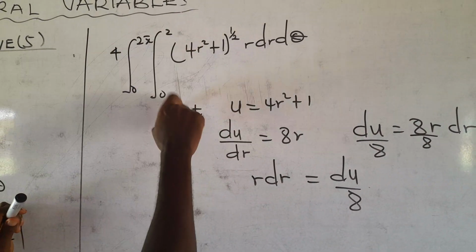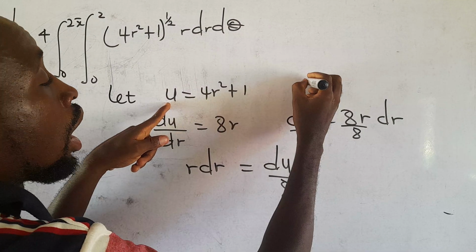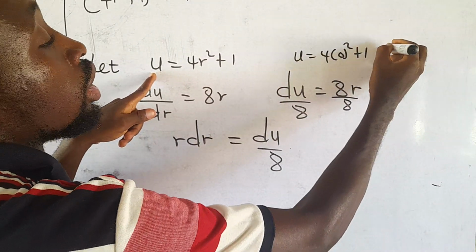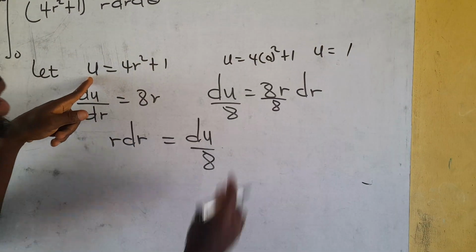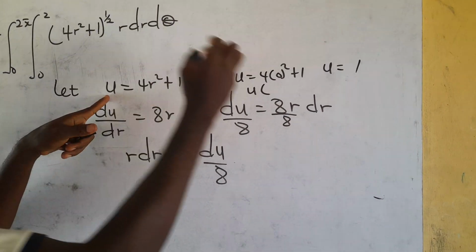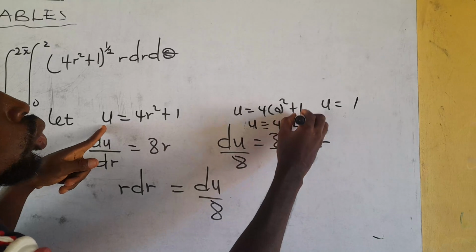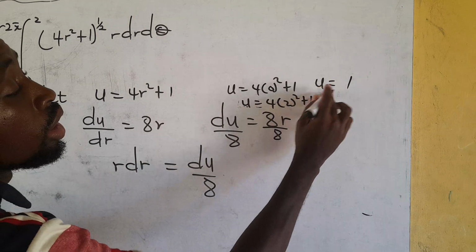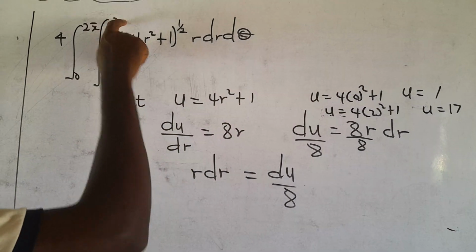However, since these are the values of r, I need the corresponding value of u. So when r is 0, u will be equal to 4 times 0 squared plus 1. 0 squared is 0, times 4 will be 0, plus 1 will be 1. Then the second, when r is equal to 2, u will be 4 times 2 squared plus 1. 2 squared is 4. 4 times 4 is 16, plus 1. u will be equal to 17. So when r is 0, u will be 1. When r is 2, u will be 17.